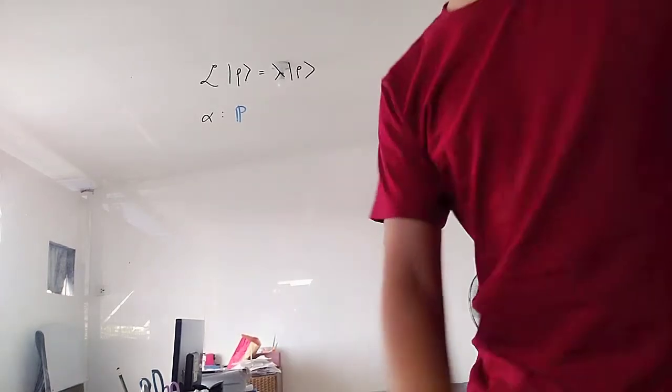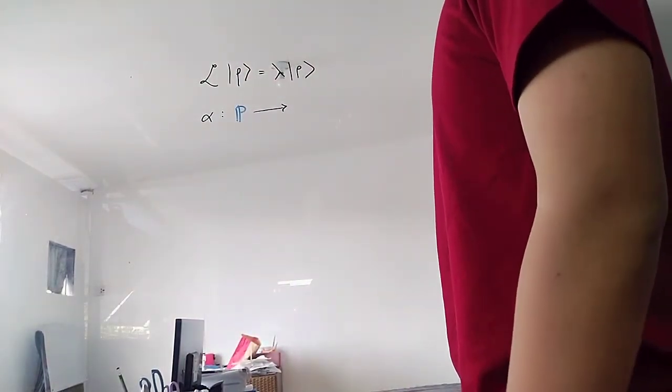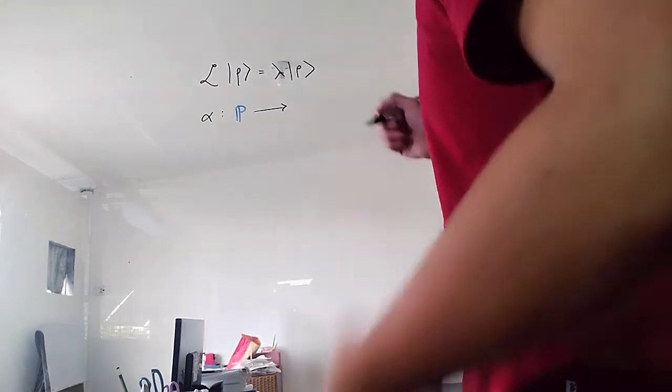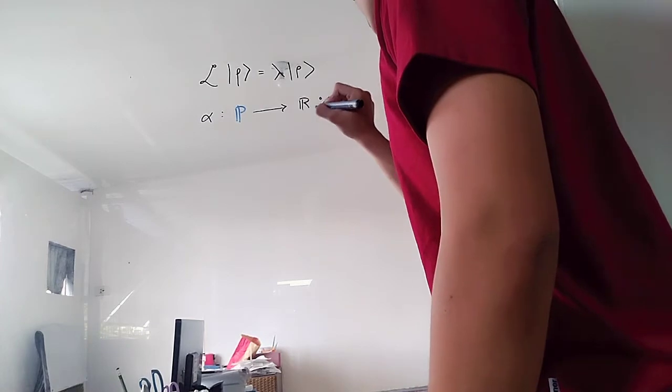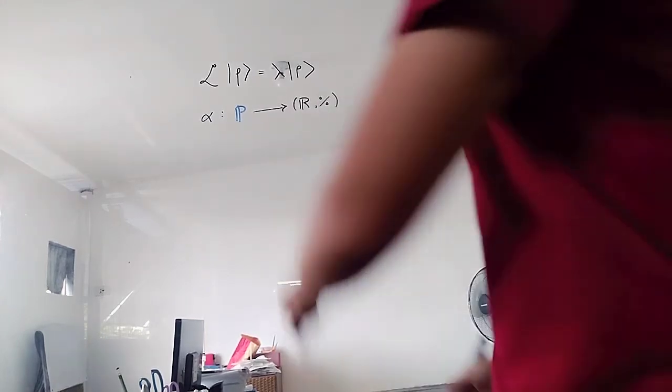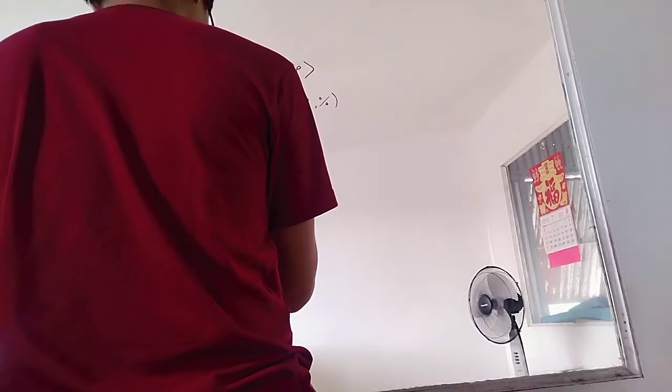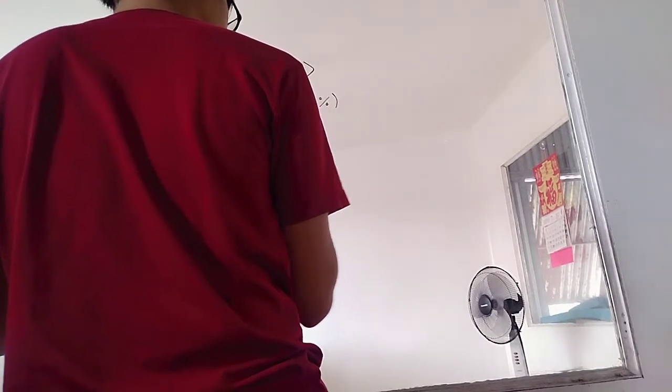So alpha maps P onto some other space that was something real, I suppose. Yeah, real. So R percent, or R equipped with the percentage symbol. Just call it like that. And this operation percent simply fixes R onto itself.